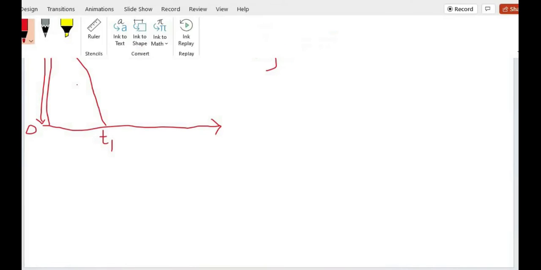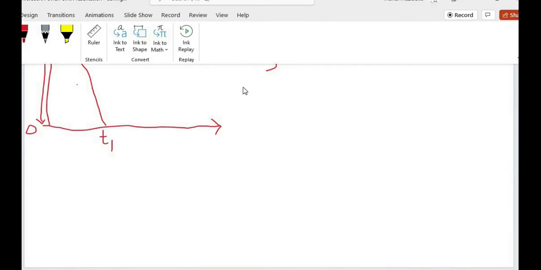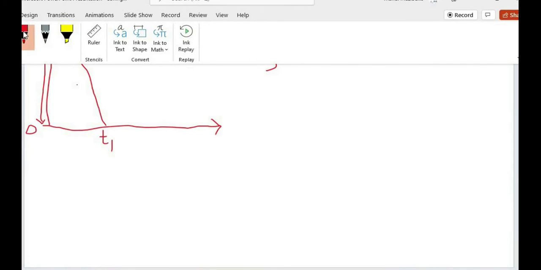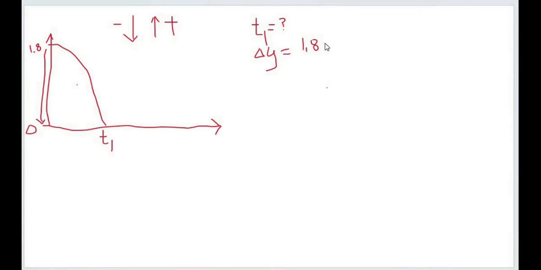I almost wrote 1.8 meters per second. So our displacement there is going to just be 1.8 meters, and it's down. If it's down, it means that it's going to be negative, right? Cool, because this is displacement, and remember, displacement is a vector, so you must show the direction.